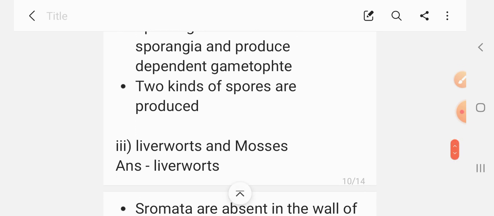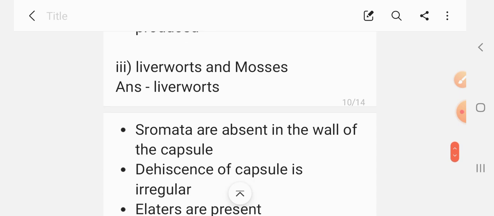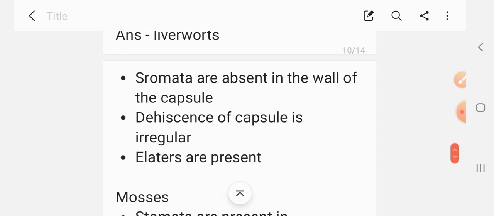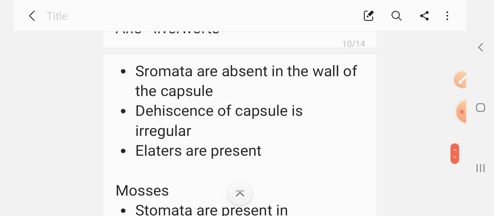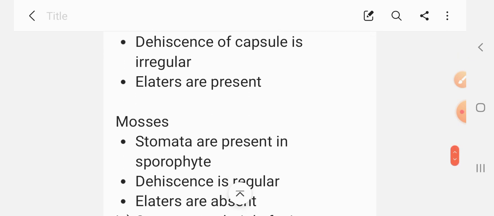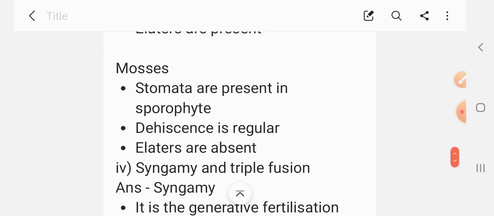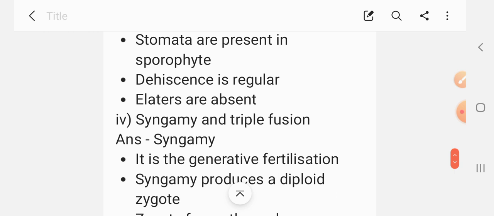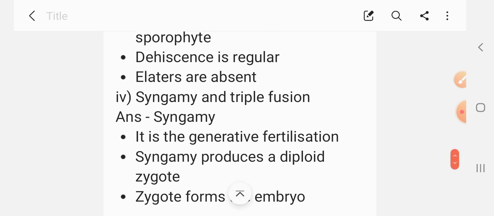Two kinds of spores are produced. Liverworts and mosses. Liverworts. Stomata are absent in the wall of the capsule. Dehiscence of capsule is irregular. Elaters are present. Mosses. Stomata are present in sporophyte. Dehiscence is regular. Elaters are absent.